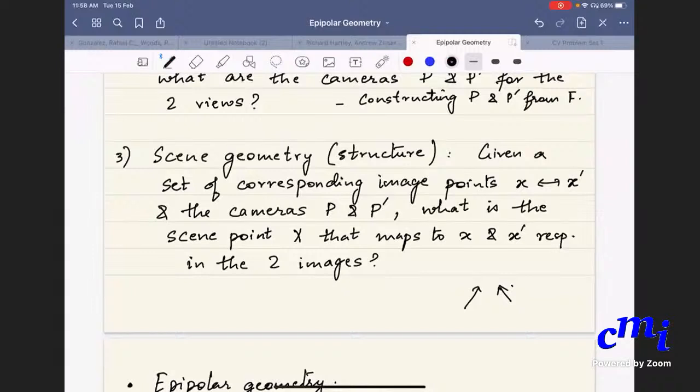There is a clear mathematical way of doing it. However, nowadays there are also algorithms for what is called monocular depth estimation. That means you have just one image. From one image, can you estimate the depth? Okay, so that is called monocular depth estimation.